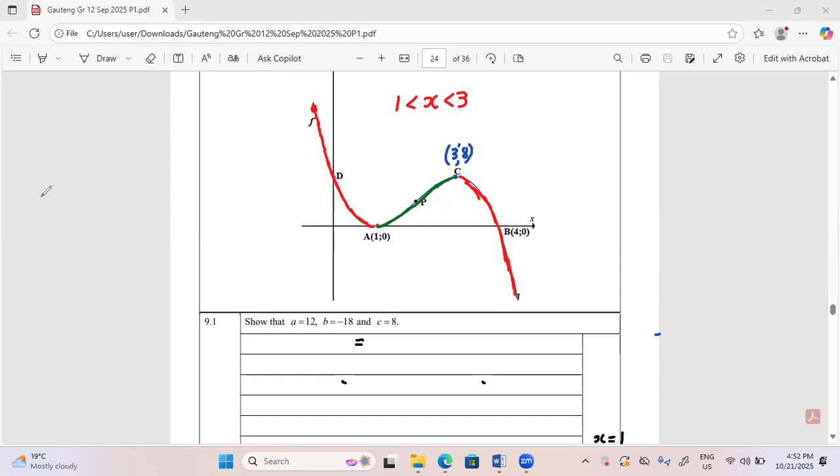Note that I'm not involving an equal sign. I'm not saying 1 is less than or equal to x is less than or equal to 3. This will be wrong because when x is 1, the function is stationary. At the turning point, the function is stationary, it's not increasing. Also, when x is 3, the function is stationary. The function is increasing between the values of 1 and 3.